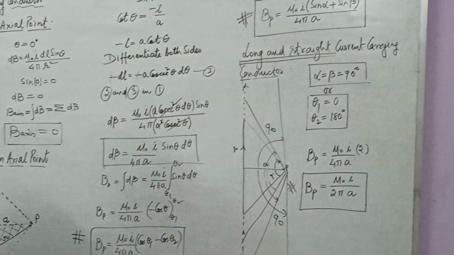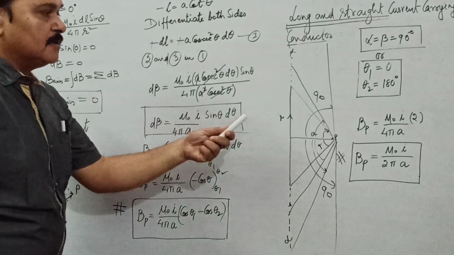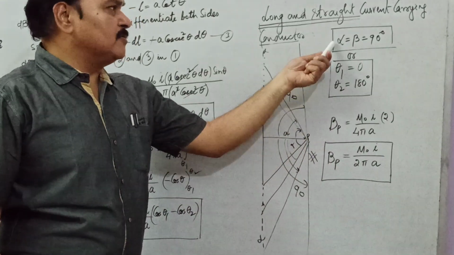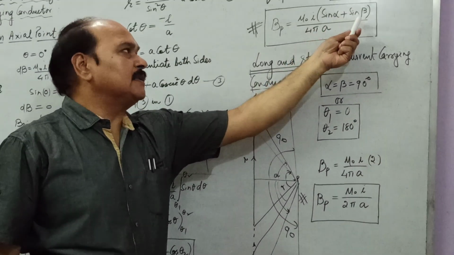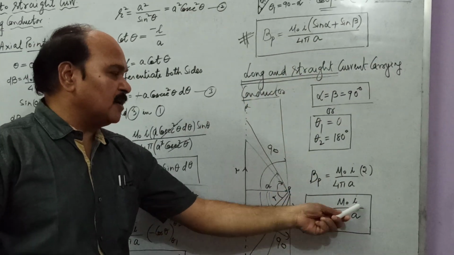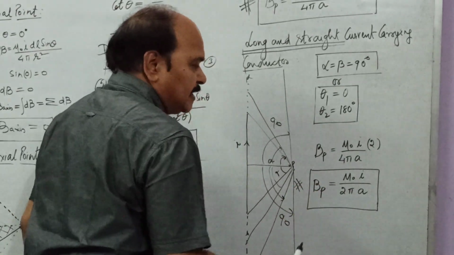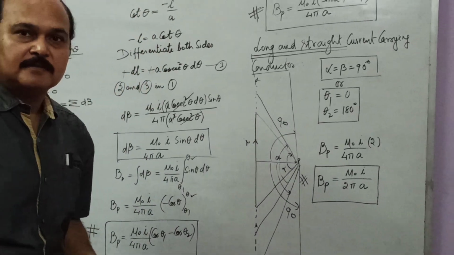In terms of theta 1 and theta 2, theta 1 would be 0 and theta 2 would be 180 if the wire is long and straight. So substitute these values here. Sin 90 plus sin 90 is what? 1 plus 1 is 2. And this 2 cancels out with this 4. We get mu naught I upon 2 pi a. So this is the value of magnetic field due to a long and straight current carrying conductor.